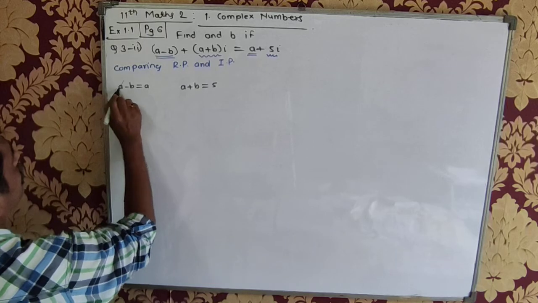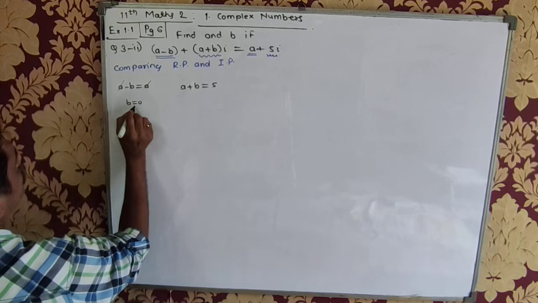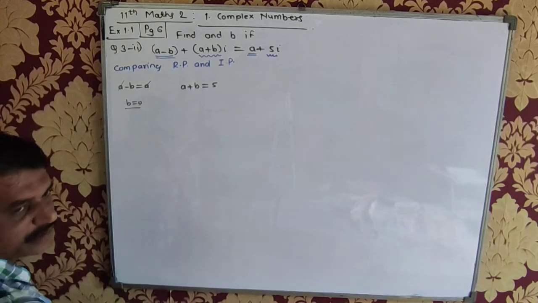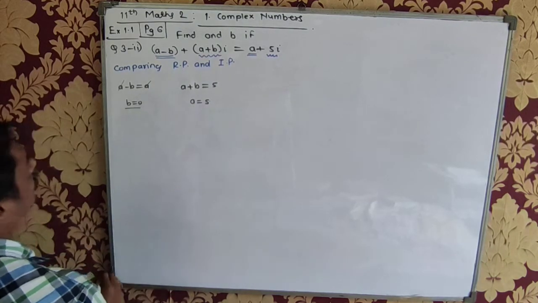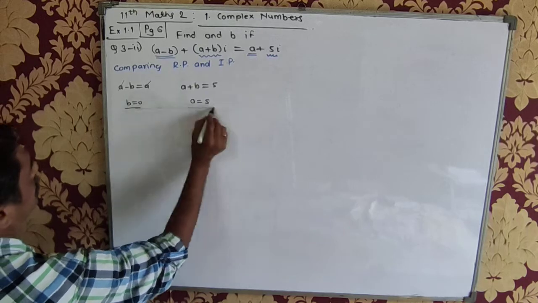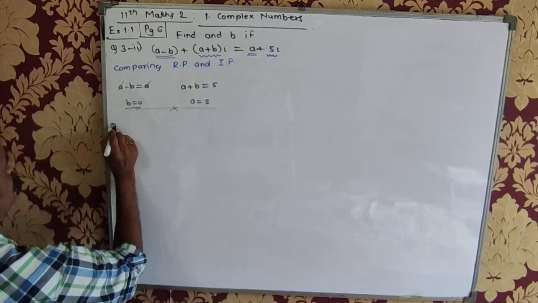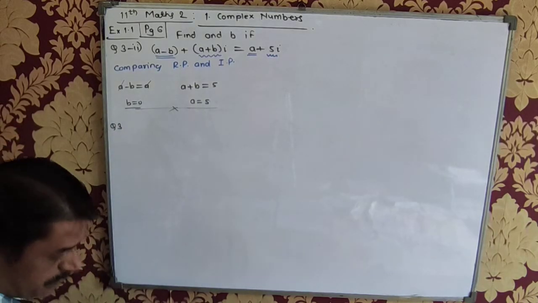So A and A gets cancelled. So B is equal to 0, minus B is equal to 0, and B is equal to 0. So substitute here. Therefore A is equal to 5. That's the answer. Okay? And the possibility of such a simple question being asked is very low.